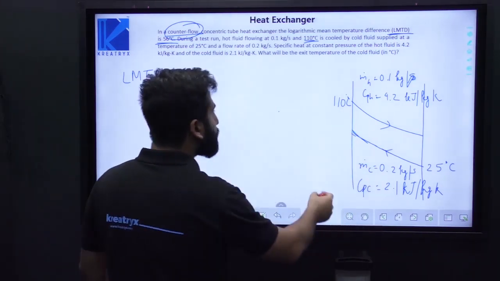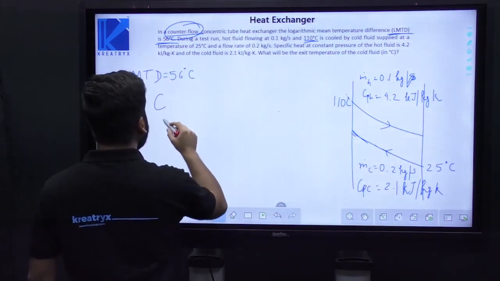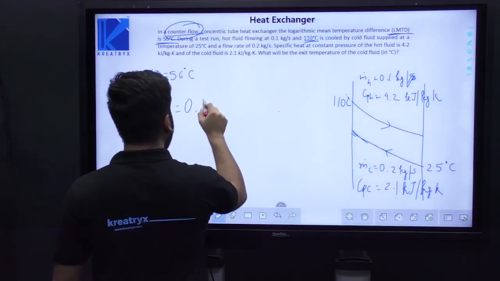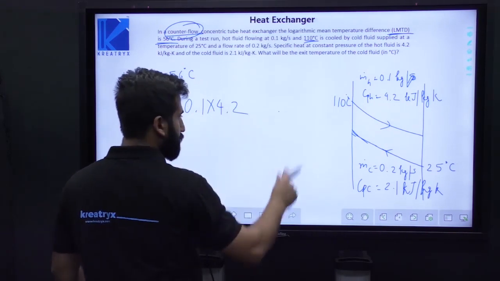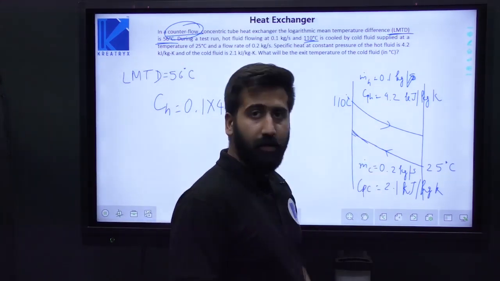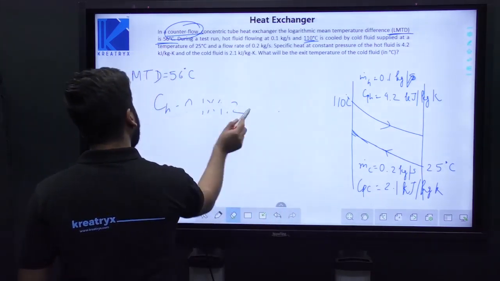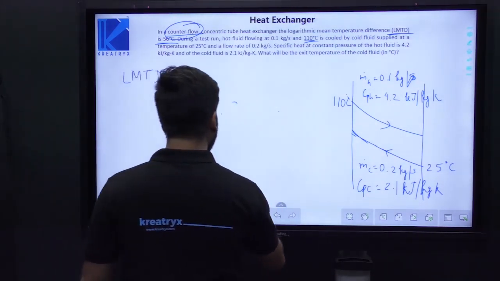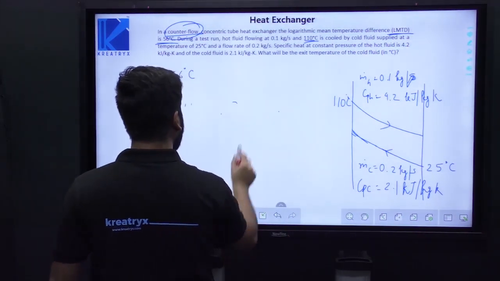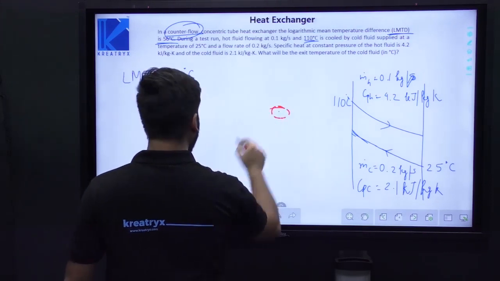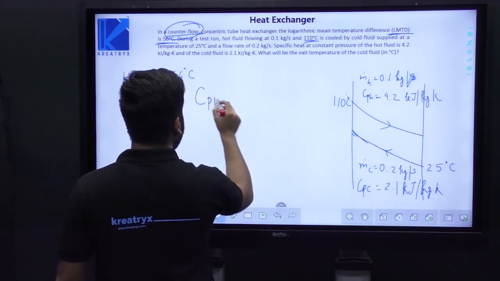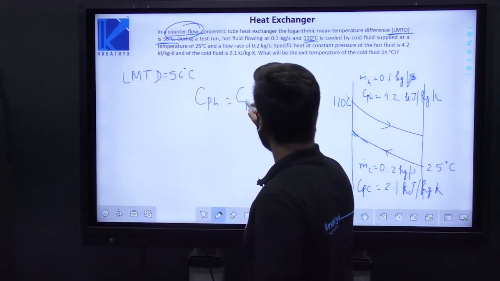Okay, so let's check the heat capacity of the hot fluid. What is it? It's 0.1 into 4.2. The same for the cold fluid, because the mass flow rate is just double and specific heat is just half. So I can directly say that this is the same. This is equal. So the heat capacities of both the fluids are equal. So C_h is equal to C_c.